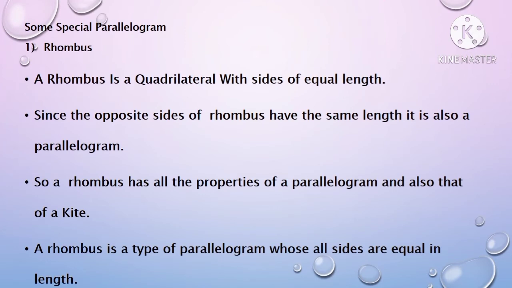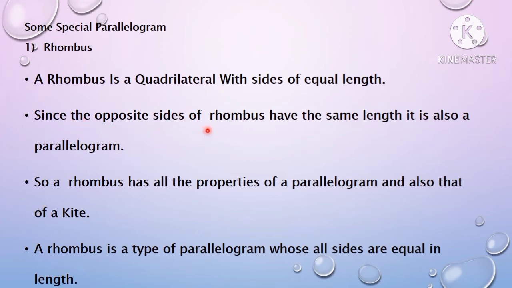Some special parallelograms. The next topic we are going to learn is some special parallelograms. The first one is the rhombus. Read it, children: a rhombus is a quadrilateral with sides of equal length. Since the opposite sides of a rhombus have the same length, it is also a parallelogram.